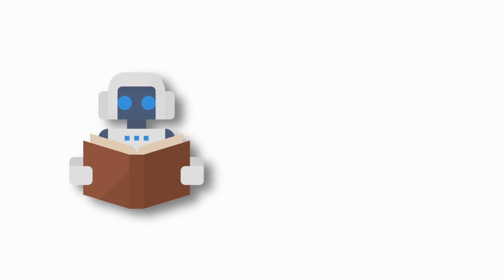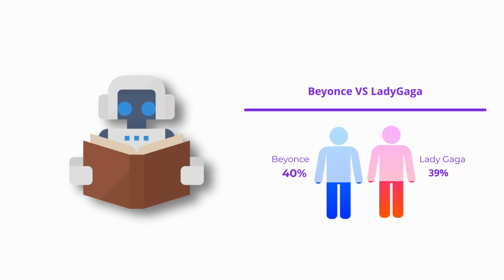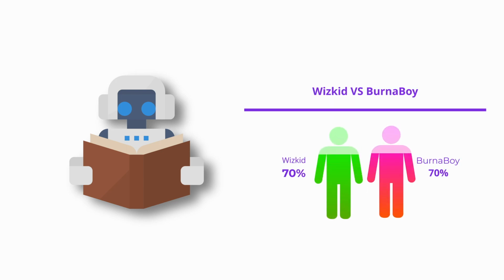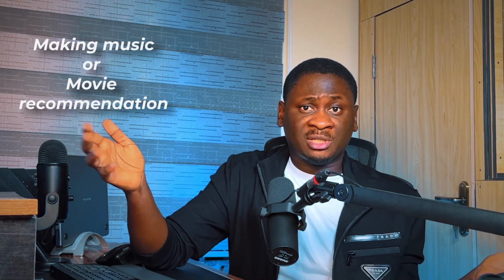For example, you can give it a bunch of data of people listening to music, and it can detect that, oh yeah, 40% of people that listen to Beyonce also listen to Lady Gaga, or 70% of people that listen to Wizkid will also listen to Burna Boy. So it figures out its own way of understanding and classifying the data given to it, and with that you can then use it to do things like anomaly detection, like detecting faults or threats in a particular form of data, things like spam in emails, or making music or movie recommendations, as we see on Netflix.